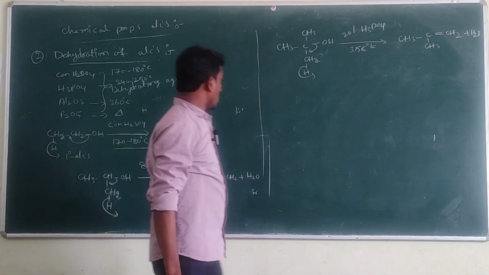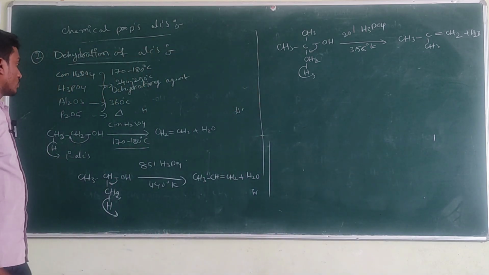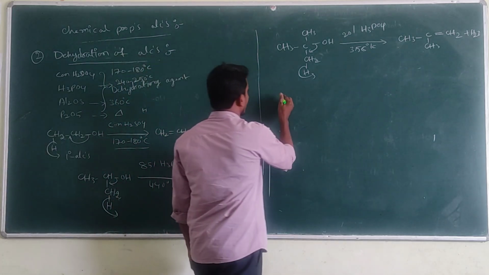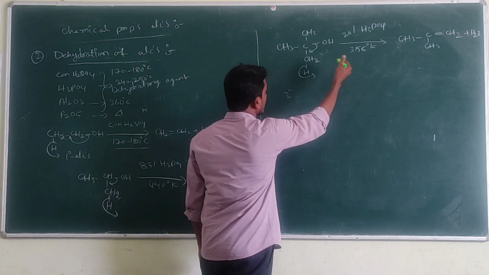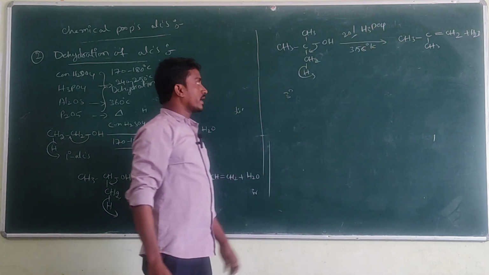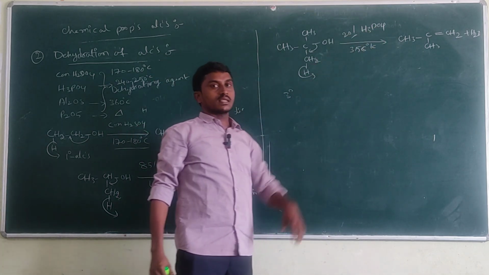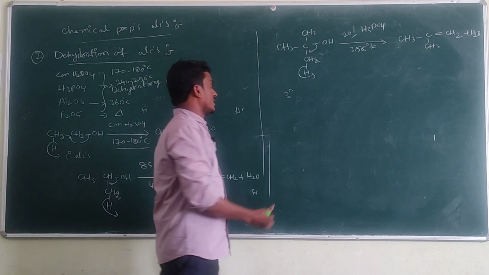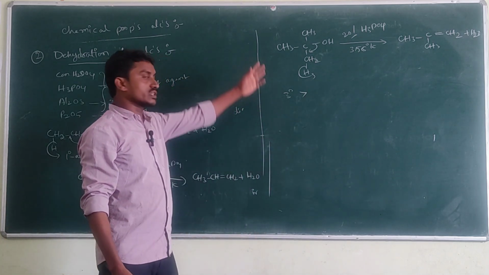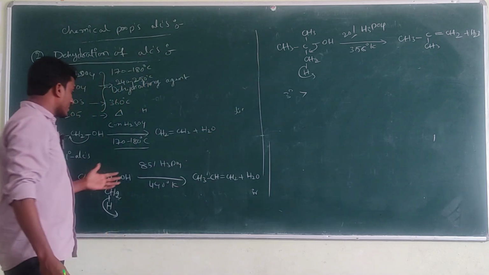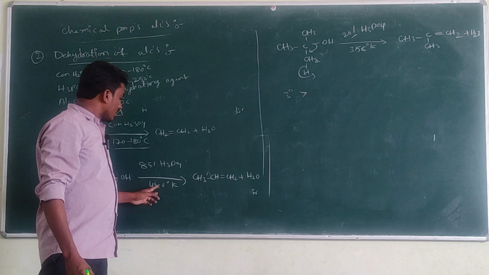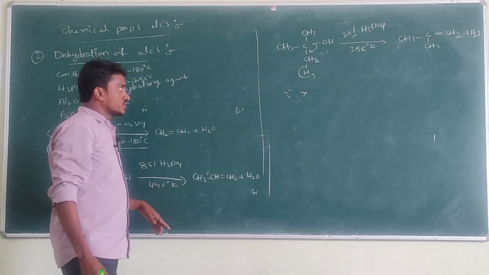So among the three reactions we can conclude that dehydration takes place most easily in tertiary alcohols, because just 20% phosphoric acid and just 358 degrees Kelvin is enough. In the case of secondary alcohols, 85% phosphoric acid and 440 Kelvin temperature is required.